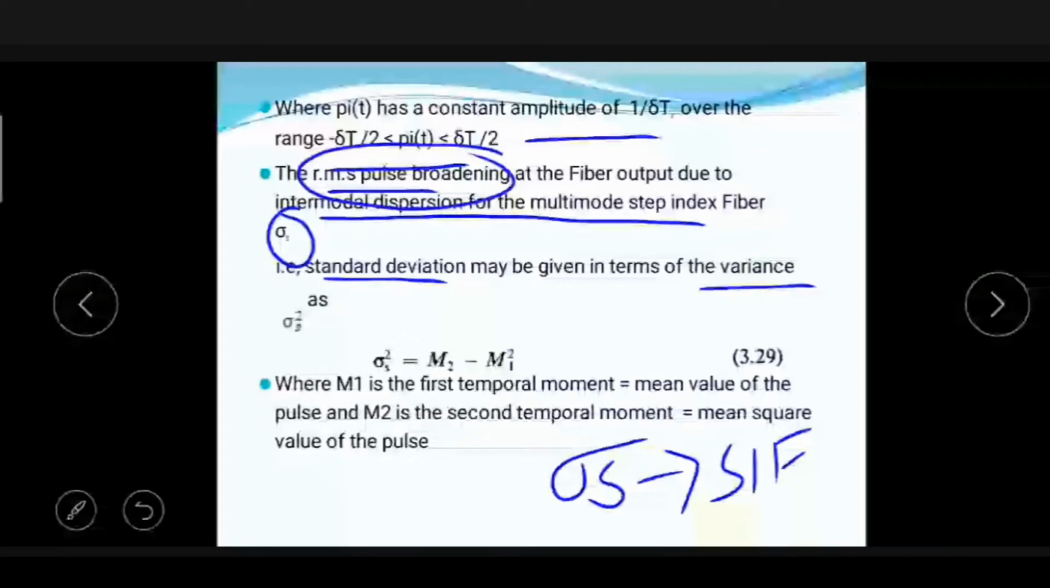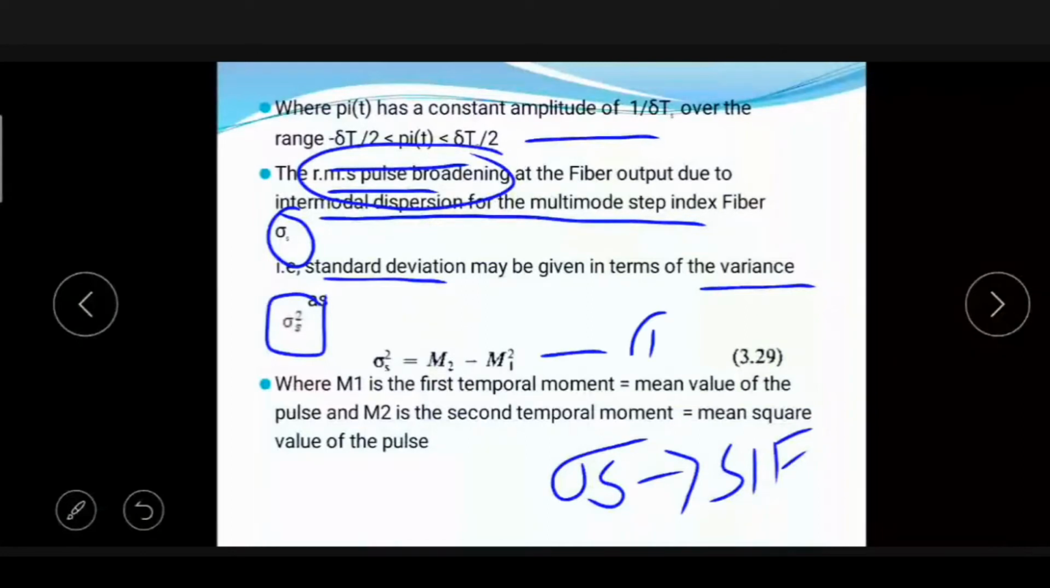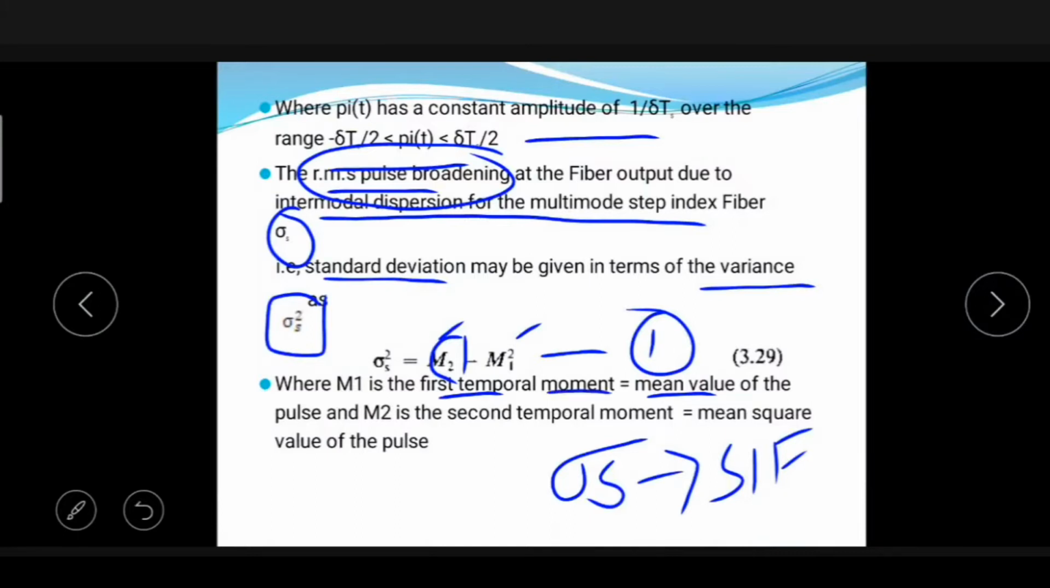That is sigma s squared. Sigma s squared is equal to m2 minus m1 squared, where m1 is the mean value of the pulse taken within the interval minus delta Ts by 2 to plus delta Ts by 2 with an amplitude of 1 by delta Ts, and m2 is the mean square value. This m1, the mean value, is also considered as the first temporal moment of the pulse.